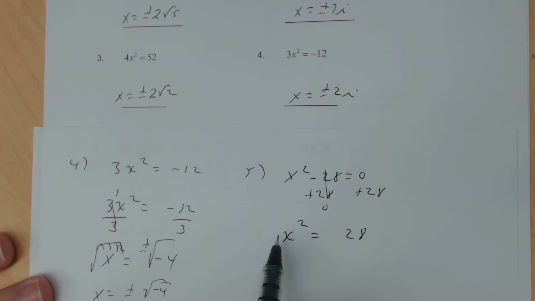And now remember, trying to get the variable x by itself. So right now I'm squaring. The opposite of squaring is to take the square root of both sides, plus or minus. So the square and the square root undo each other. So I get x equal plus or minus square root of 28.